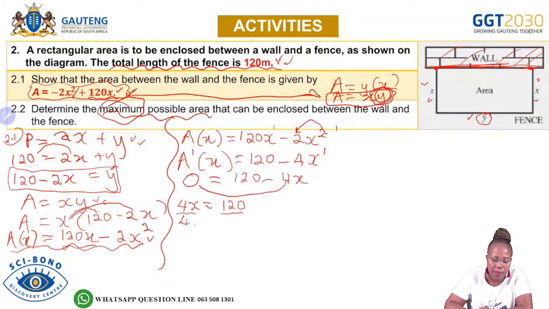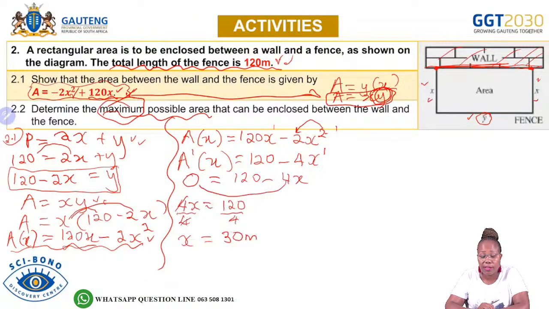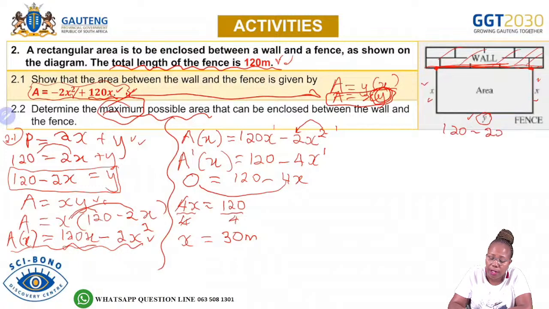We divide both sides by 4, therefore x will be equal to what? 4, 8, 12, that is 30 what? Meters. That is the value of x. All right. And then remember now, grade 12, we have said the y side is the same as 120 minus 2x. And if the x value is equal to 30, that means this side will be 30.